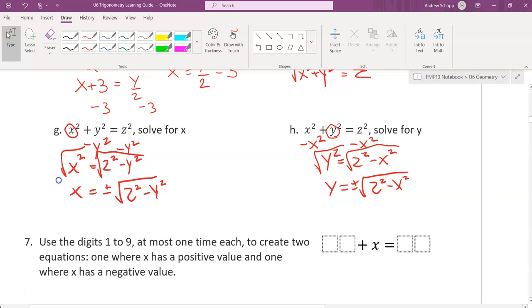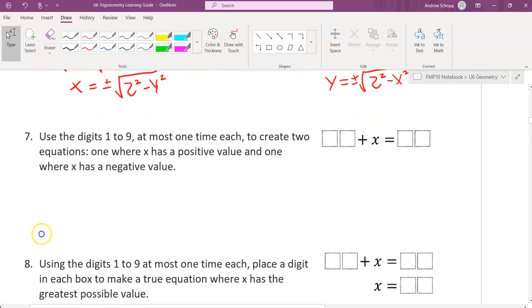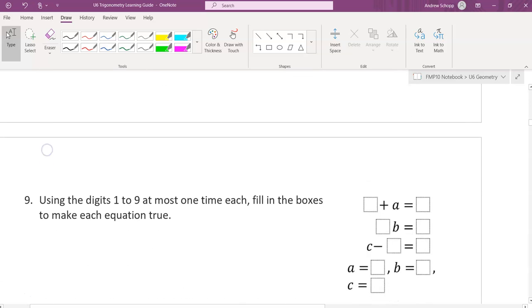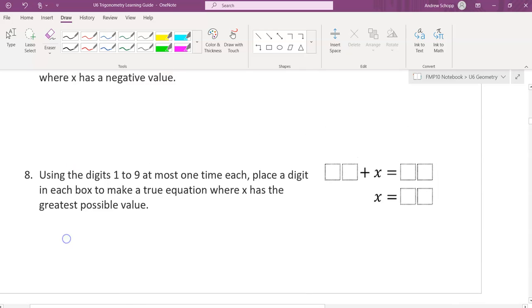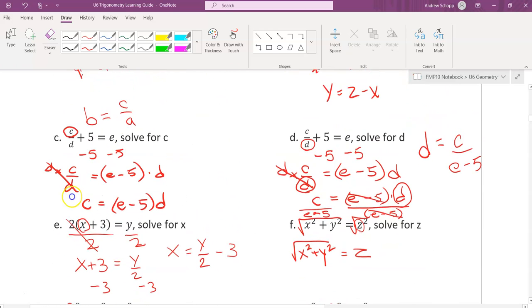And that is it for the equation solving piece. I'm not going to go through questions 7, 8, 9, and 10 here. I'll let you work on those on your own, and we can chat about those in class.